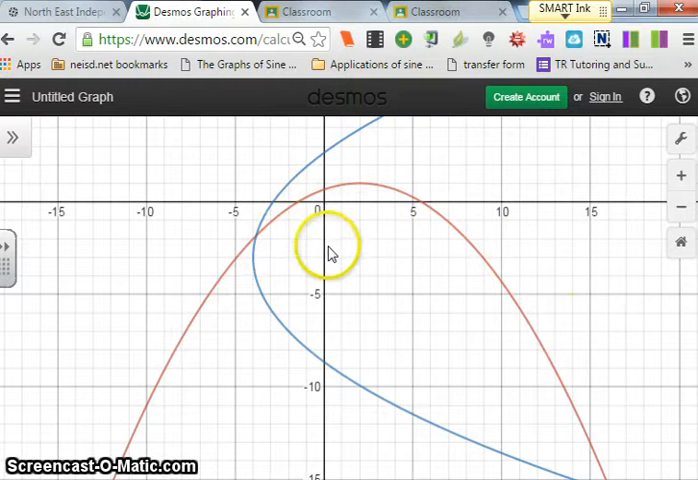Also, one of the things, in order to write the equation, we need to calculate the c value. So first thing we need to find is the vertex. So I believe the vertex is going to be right about here. It looks like it's going to be at 2, 1.